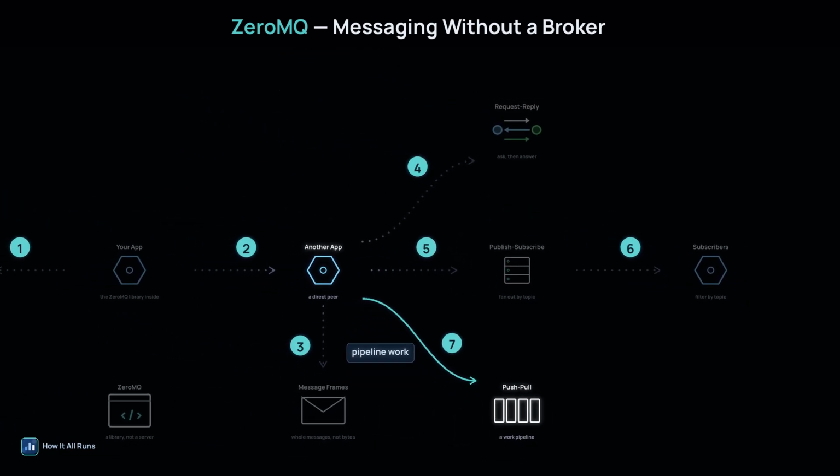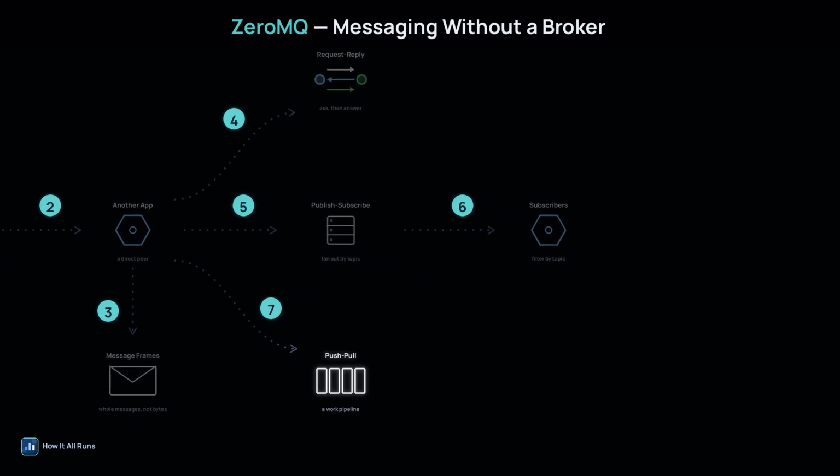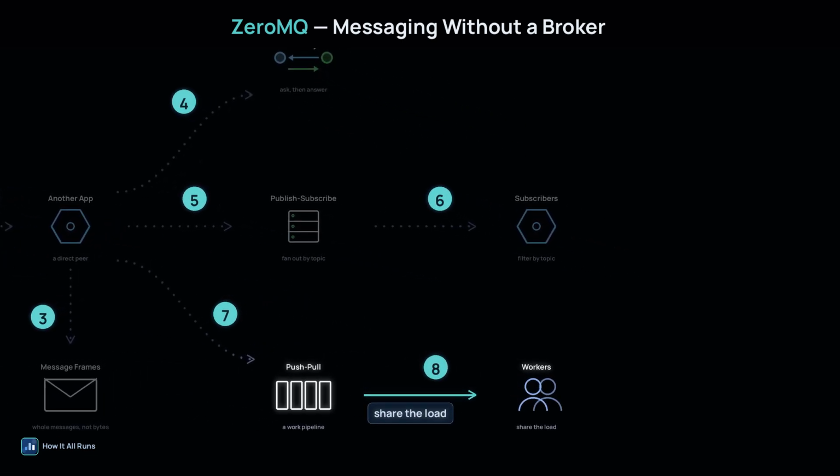Push-pull is a pipeline. One end pushes tasks out to a pool of workers, and ZeroMQ load balances them automatically, handing each task to whichever worker is free. Add more workers and the throughput just grows. The workers pull tasks, do the job, and their results can be collected the same way at the far end. It's a conveyor belt of work spread across as many hands as you care to plug in.